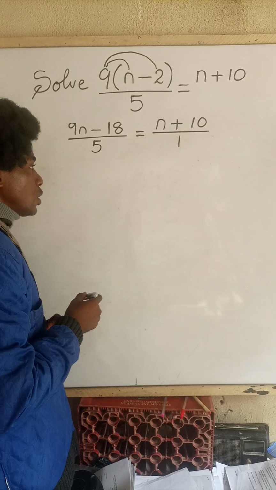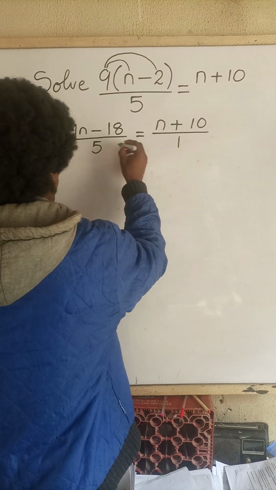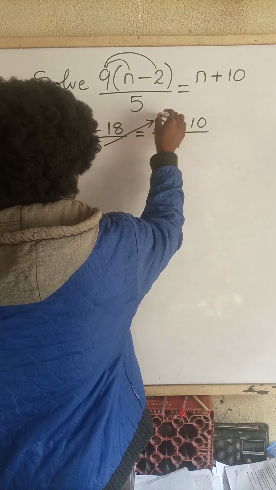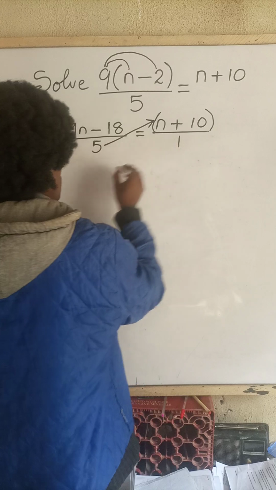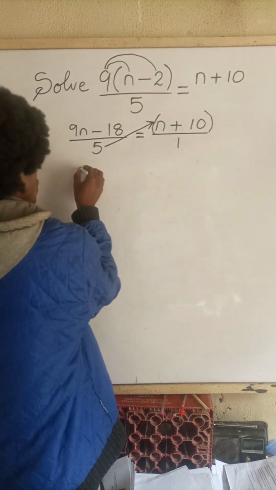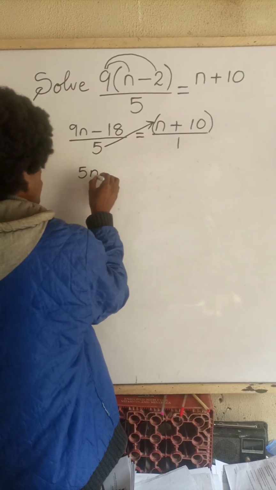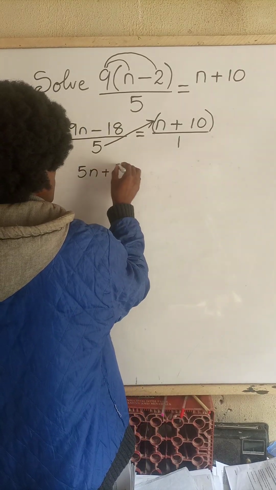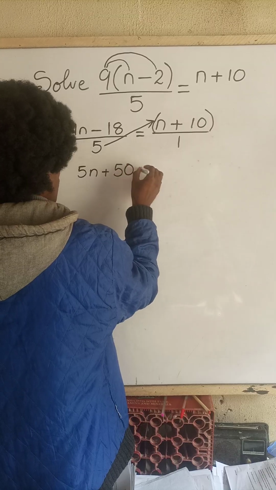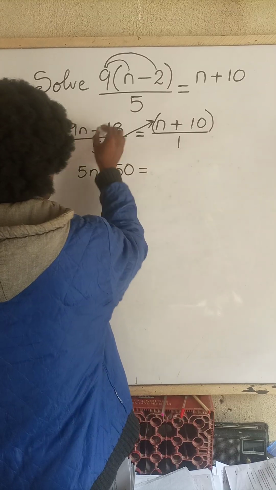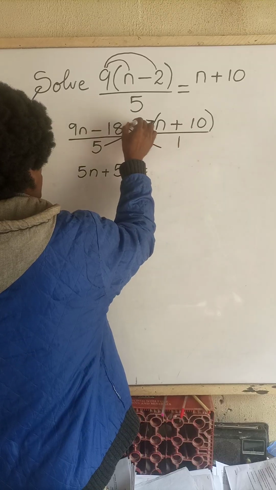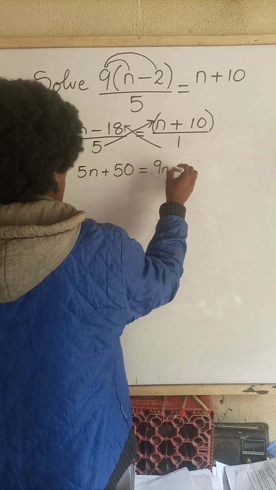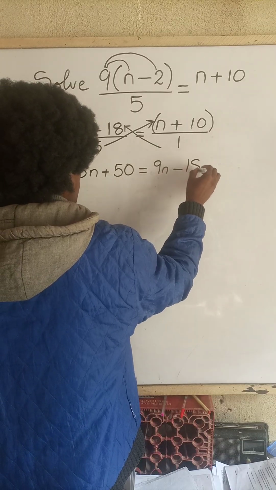The next thing that we are going to do is we will cross multiply. Use 5 to multiply the expression that we have here, which is 5 times n. It will give us 5n. And the 5 times 10 will give us what? 50. Equal to, use 1 to multiply what we have here. It will still give us the same value, which is 9n minus 18.